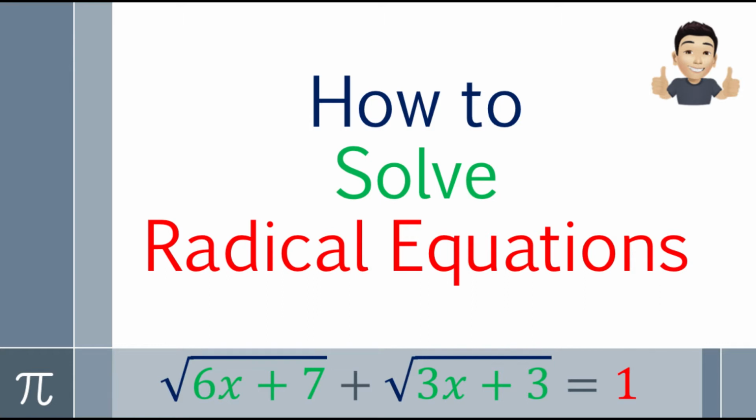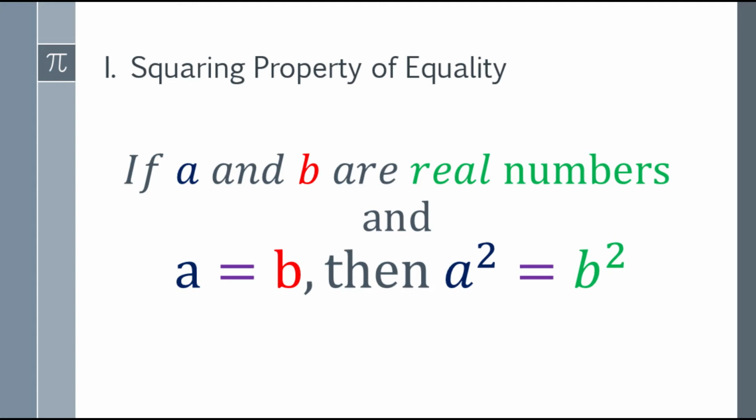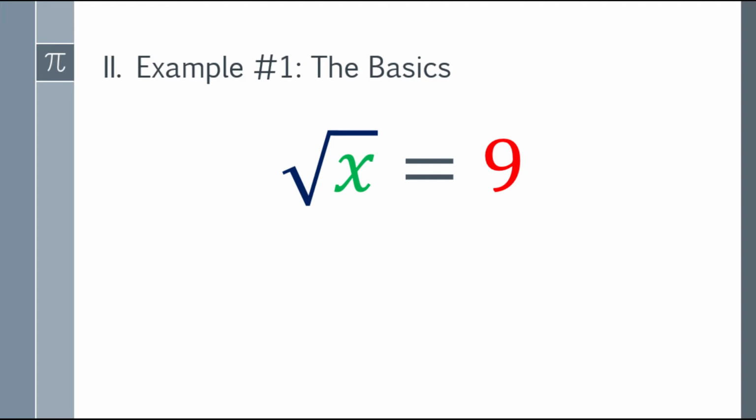Let's start with the first one, the squaring property of equality. Okay, if A and B daw are real numbers and A is equal to B, then yung A squared ay equal sa B squared. For example, let's have the first example, the basics. The square root of x is equal to 9.